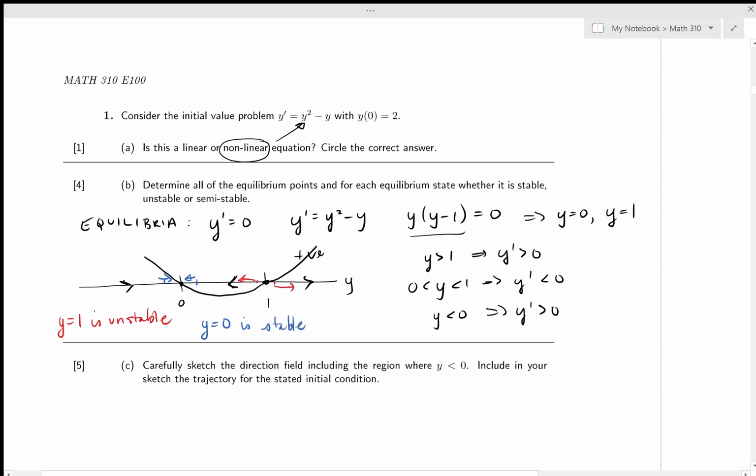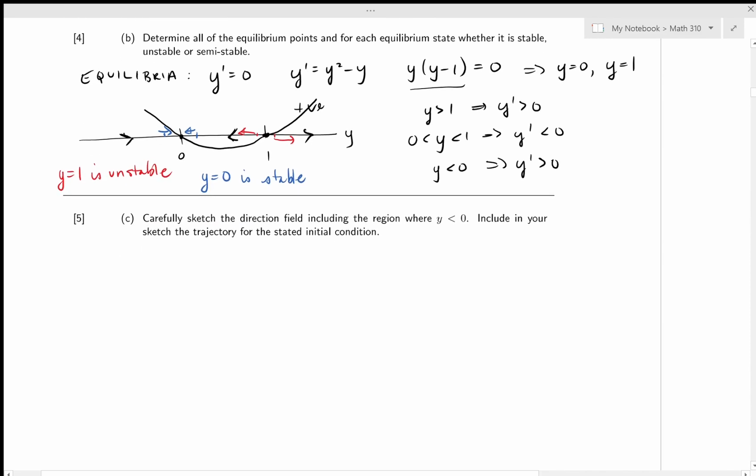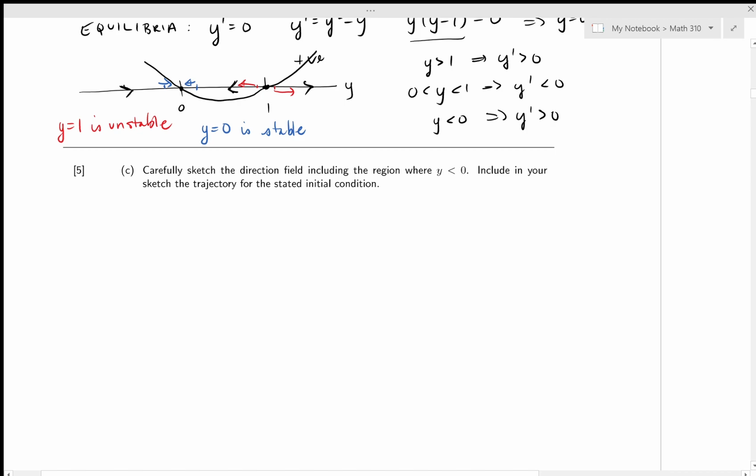Okay. All right, so then I'm being asked here to sketch the direction field, including the region where y is less than 0. To do that, I'm going to make a variety of points for the values of y, and then the values of y prime, which we know from the differential equation is y squared minus y. So I'm just going to pick some points: -2, -1, 0, 0.5, 1, 2, and 3.